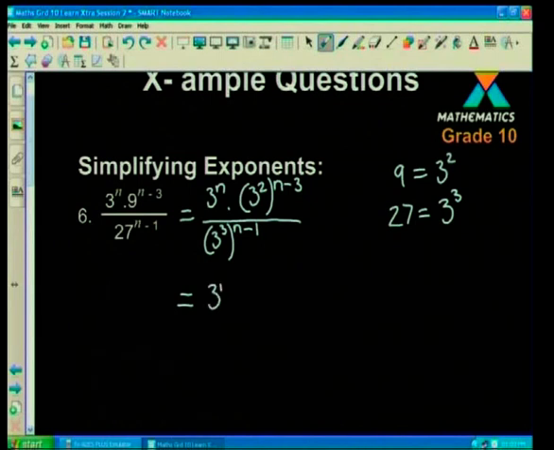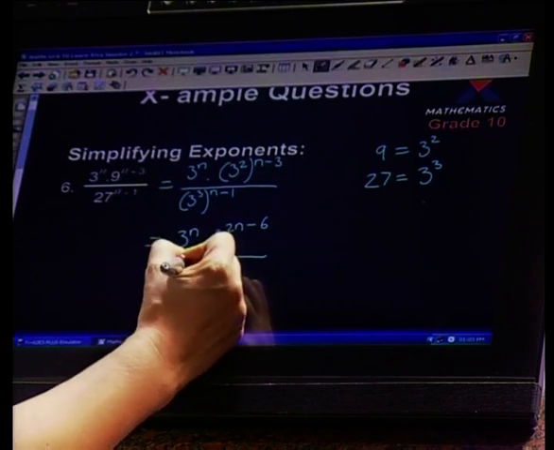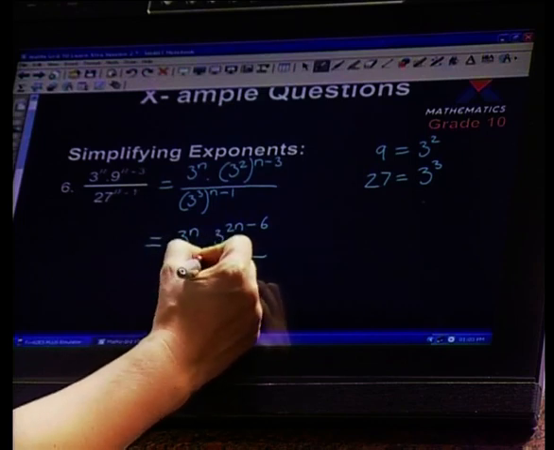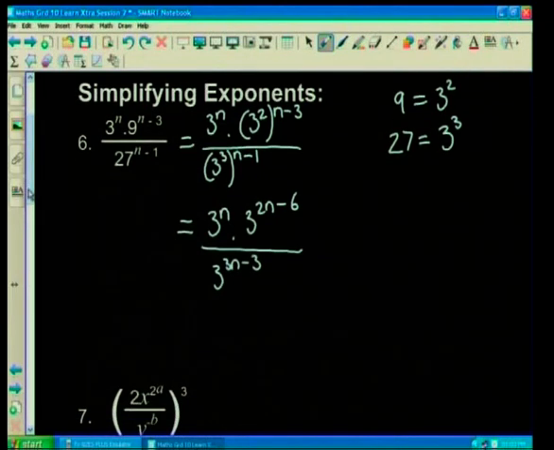3 to the power of n, there's still not much we can do with it, so we're just doing what we can do. 3 to the power of 2 times n gives us 3 to the power of 2n, and 2 times negative 3 gives us negative 6. At the bottom, the same skill applies. 3 times n gives us 3n, and 3 times negative 1 gives us negative 3. We haven't completely finished simplifying.